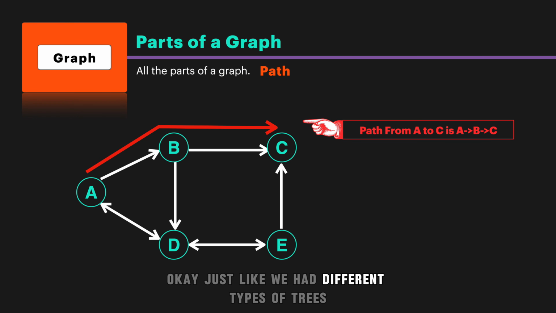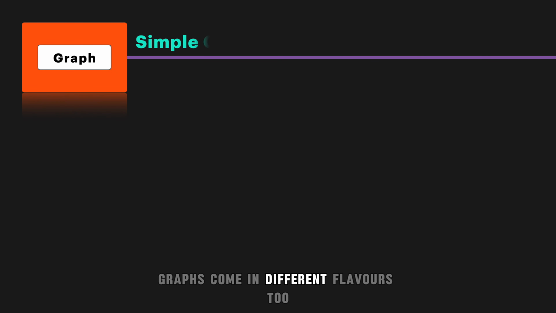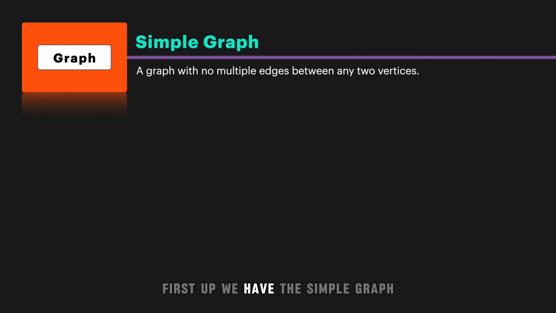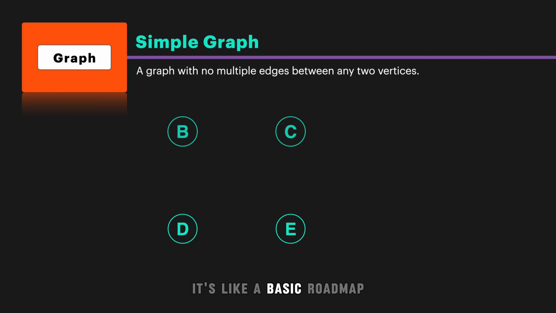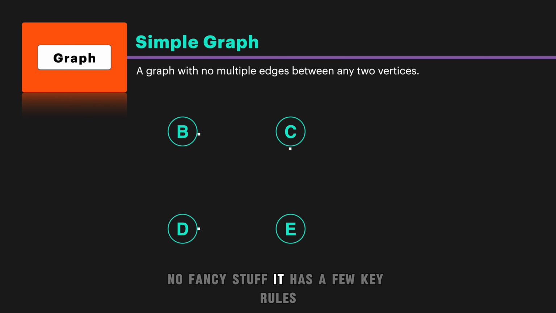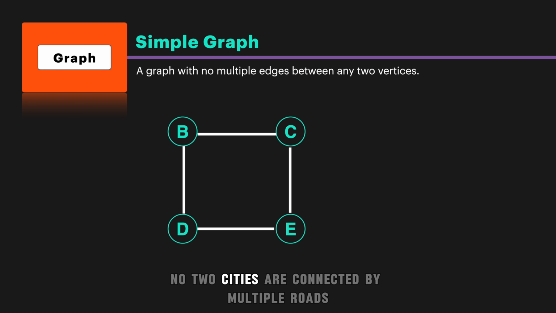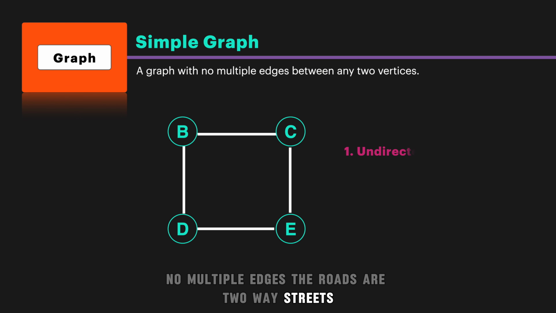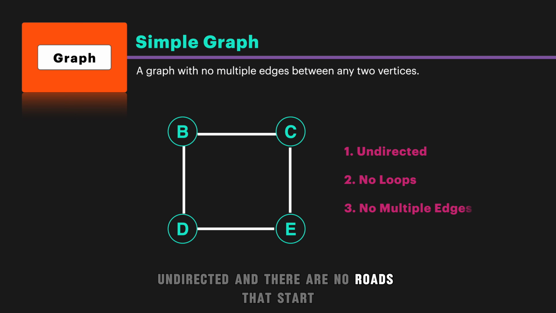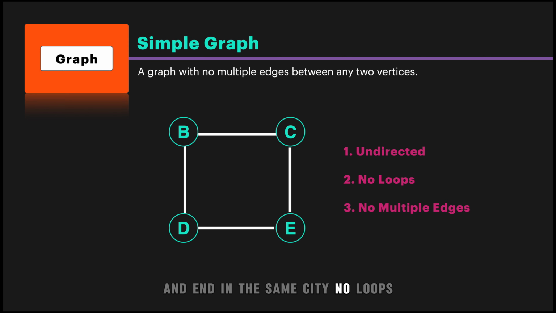Okay, just like we had different types of trees, graphs come in different flavors too. First up, we have the simple graph. It's like a basic roadmap, no fancy stuff. It has a few key rules. No two cities are connected by multiple roads, no multiple edges, the roads are two-way streets, undirected, and there are no roads that start and end in the same city, no loops.